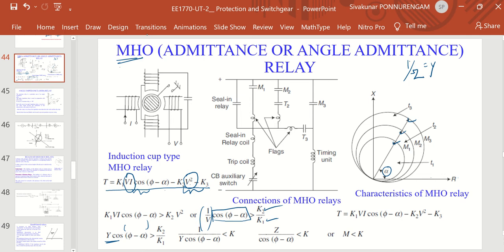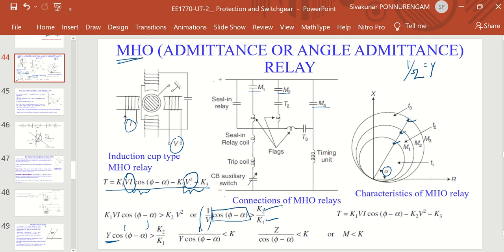So this is the induction cup type Mho relay. Here one quantity given is the current, and the other quantity applied is the voltage, which can be polarized. Please see here the positive point and the negative point. This is the contact M, the Mho relay contact, with points M1, M2 and M3.